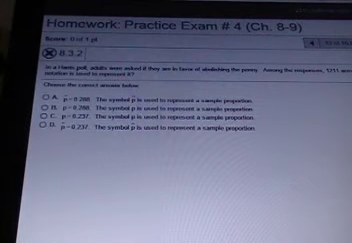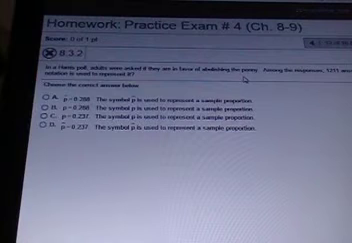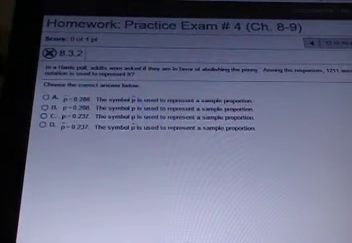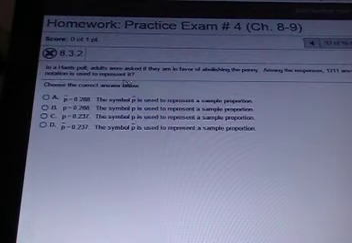In a Harris poll, adults were asked if they were in favor of abolishing the penny. Among the responses, 1,211 answered no, 490 said yes, and 369 had no opinion. What is the sample proportion of yeses? And what notation is used to represent it?